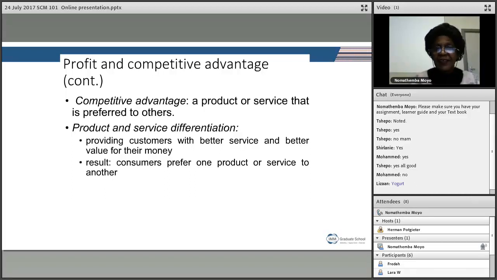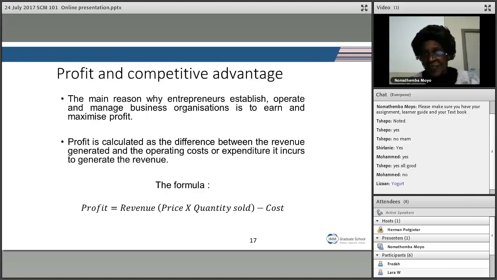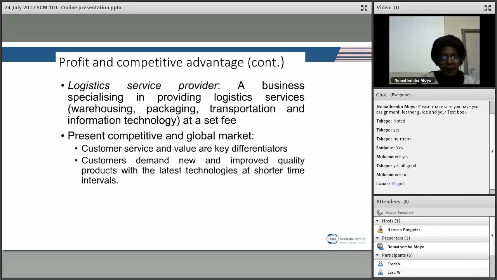The result of product and service differentiation is why consumers prefer one product or service to the other. Why do you go for this instead of that? It's because of something. It's a differentiated product or service. We have explained this. We've calculated that. Profit and competitive advantage.